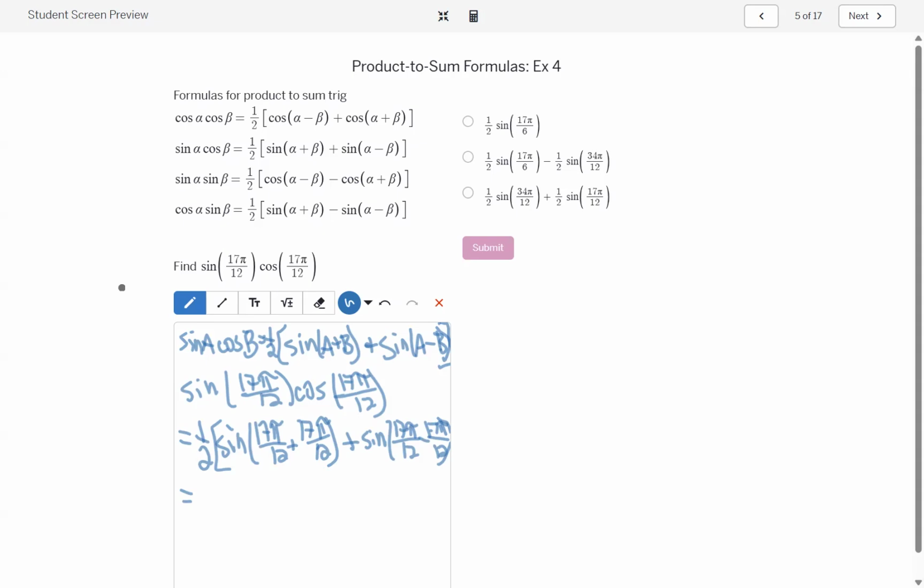So over here, the thing minus itself is 0, and the sine of 0 is 0. So this second part actually completely goes away. So we're just left with 1/2 the sine of 17 pi over 12 plus 17 pi over 12 would be 2 times 17 pi over 12. And then the 2 and the 12 reduce, so it's 17 pi over 6, which is our first answer.